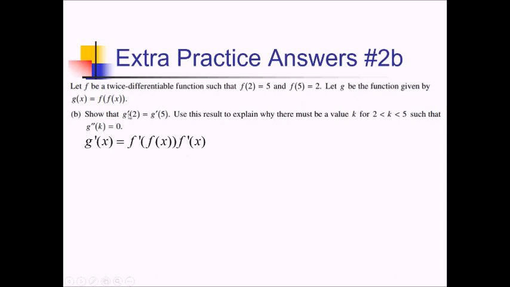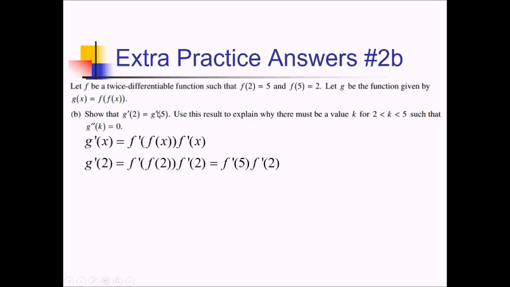So g prime of 2 is going to be f prime of f of 2 times f prime of 2. And we know that f of 2 at the very least is 5. So this is really f prime of 5 times f prime of 2. Unfortunately, we don't really know what f prime of anything is, so we're going to have to leave it like this and hope for the best.